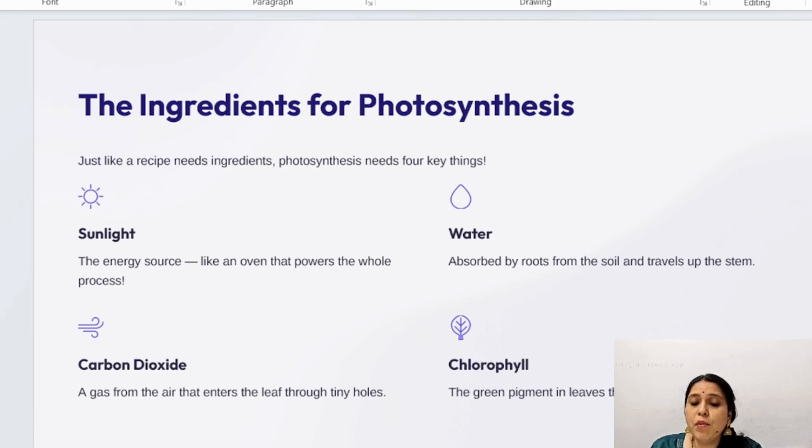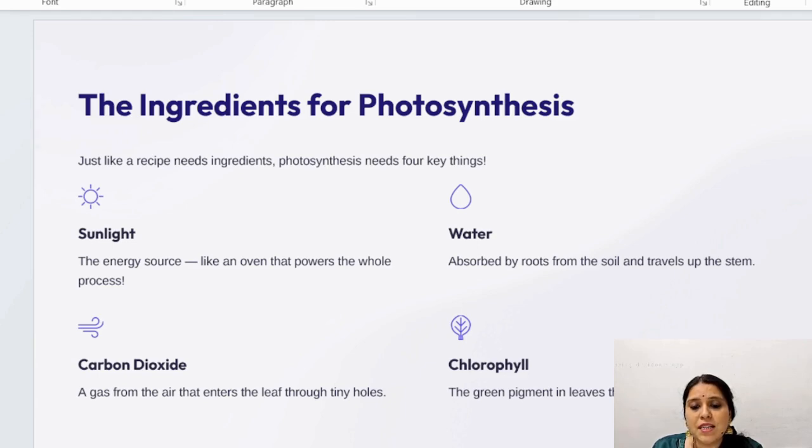So now we will talk about the ingredients, children. Photosynthesis is just like cooking a recipe. Imagine you are making noodles without ingredients. Is it possible? No, it is impossible. We cannot make it without the ingredients. So plants also need ingredients: sunlight, the stuff; water, their cooking liquid; and carbon dioxide, the ingredient from air. And chlorophyll, the green color pigment, the superhero present inside the leaves.